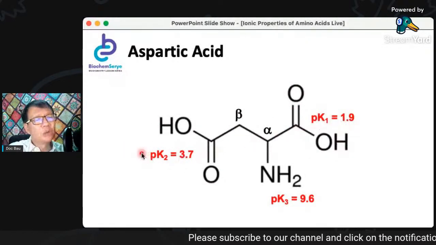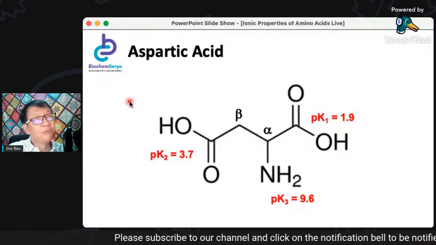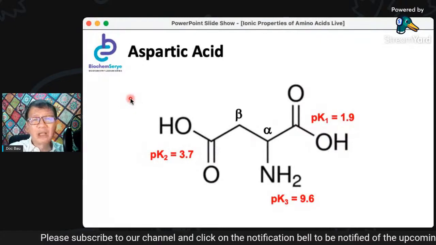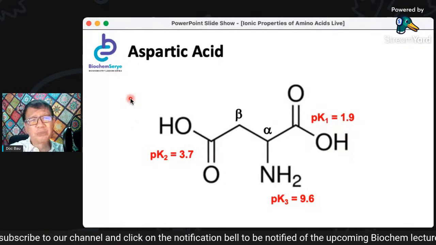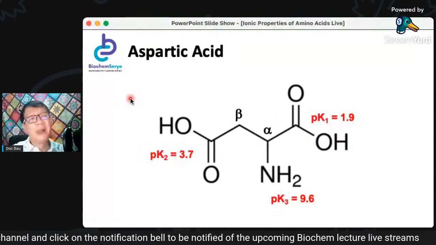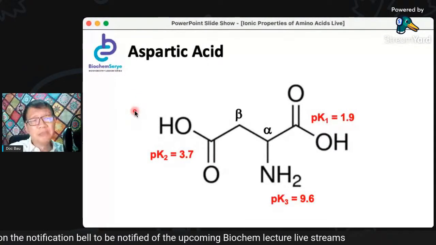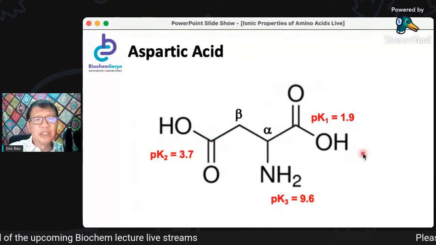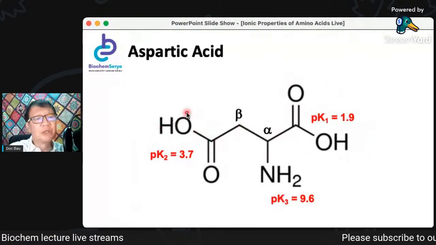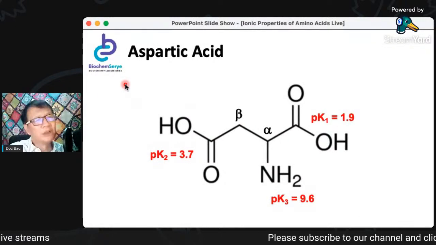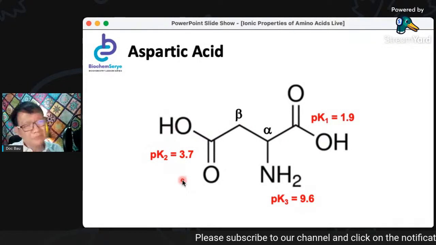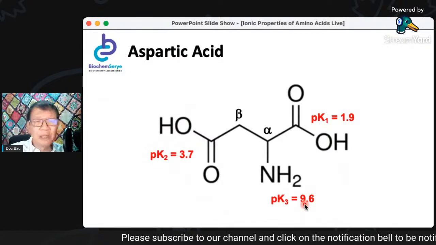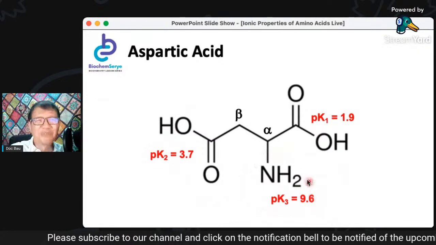If you're going to look at glutamic acid, now the pKa of your gamma carboxyl group is around 4 point something. The pKa is higher, which means it is less acidic than your beta carboxyl. So the most acidic is your alpha carboxyl, followed by your beta carboxyl, followed by your gamma carboxyl. Then the least acidic, because it is most basic, is your alpha amino.